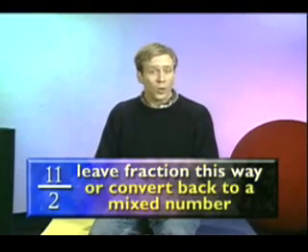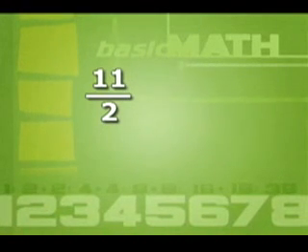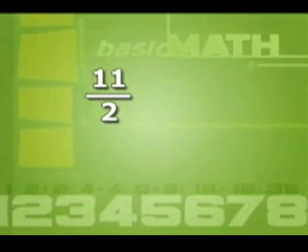We're almost done. We can reduce the fraction because both numbers are divisible by 3. So we divide each number by 3 to get 11 over 2, or 11/2. You can either leave the fraction this way, or convert it back to a mixed number. We convert it back to a mixed number by dividing the denominator into the numerator.